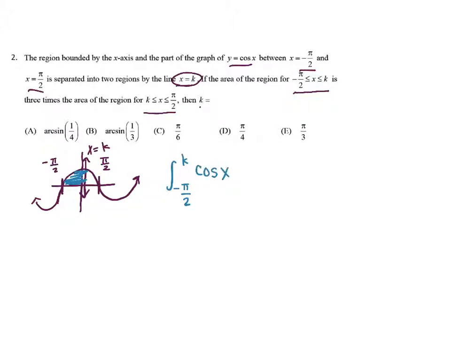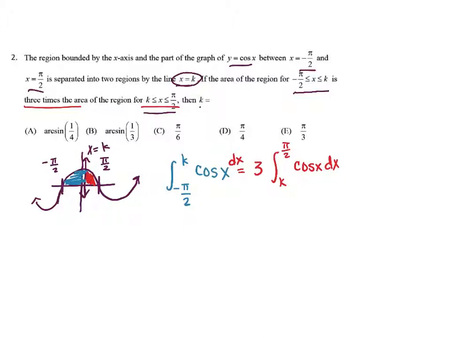Does that make sense? Now, I know that bounded region is 3 times, didn't it say 3 times, the area of this region. So in this region, to make these equal, I'm going to have to say 3 times, right? To make those equal, or make the other 1/3, either way. And so then I'm going to integrate from k to positive pi over 2 of cosine x dx. Oops, I forgot my dx.